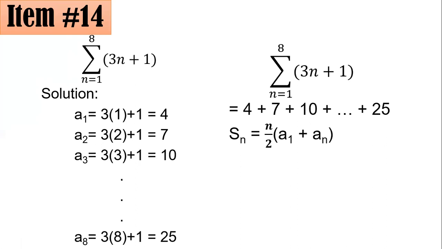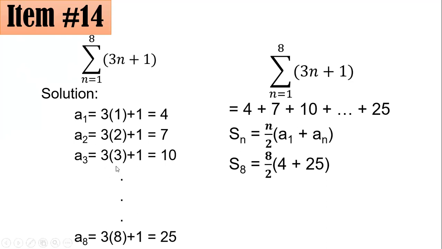And that is S sub n equals n over 2 multiplied by the sum of a sub 1 and a sub n. This formula is useful especially if you know the first and the last terms of your arithmetic series. So we know the first term is 4, the last term is 25, and your n is 8. So by substitution, you will have 8 over 2 multiplied by the sum of 4 and 25.